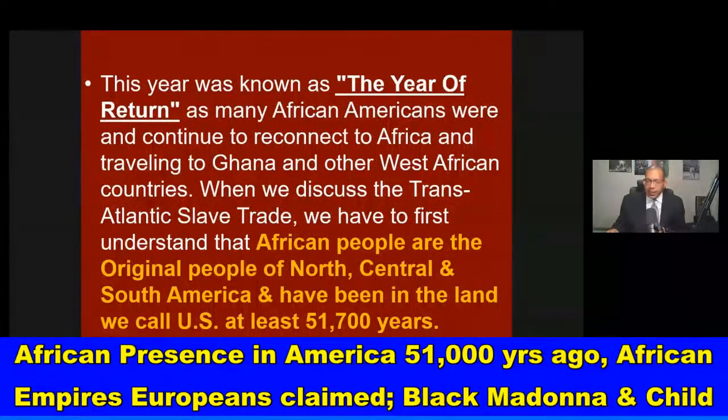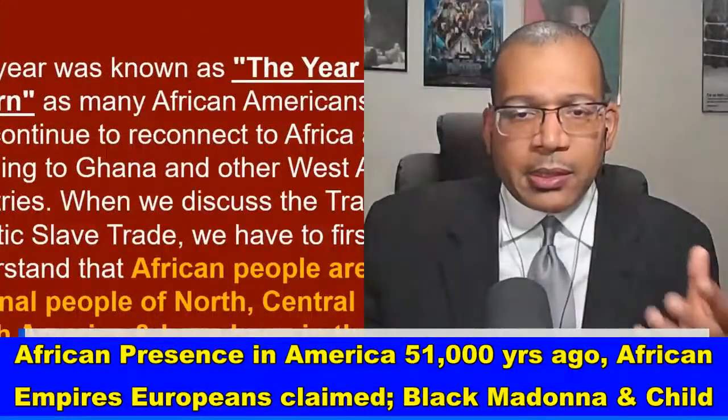When we discuss the transatlantic slave trade, we first have to understand that African people are the original people of North, Central, and South America. African people are the original people of North, Central, and South America. And we've been in the land that we call the United States of America going back at least 51,700 years. Now, this does not mean that the transatlantic slave trade did not happen. Yes, it did.